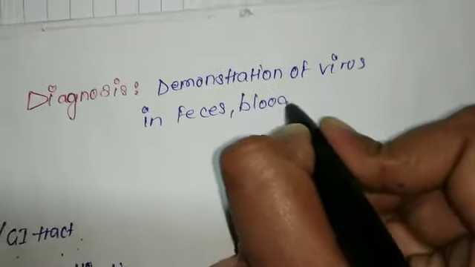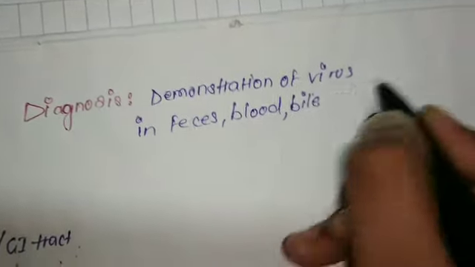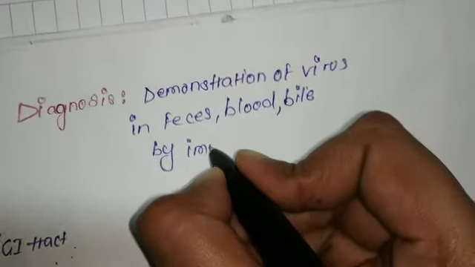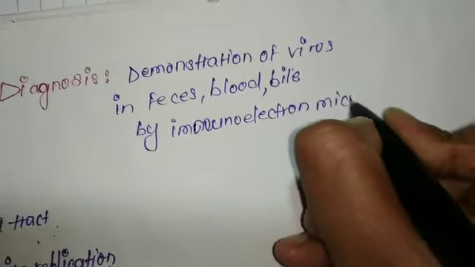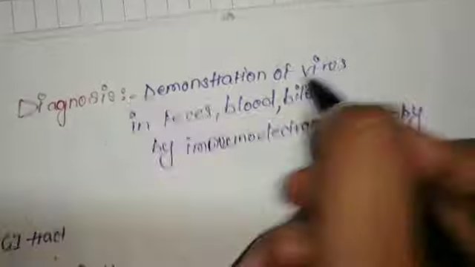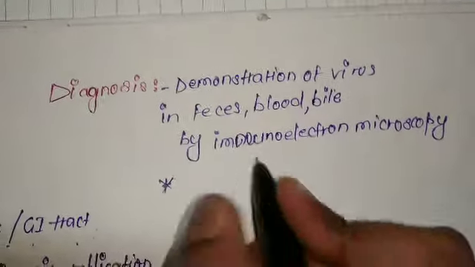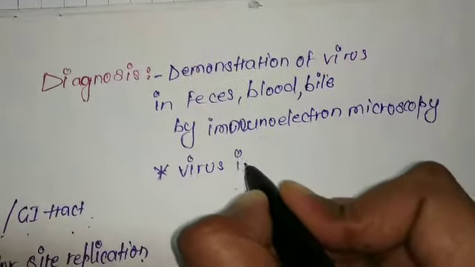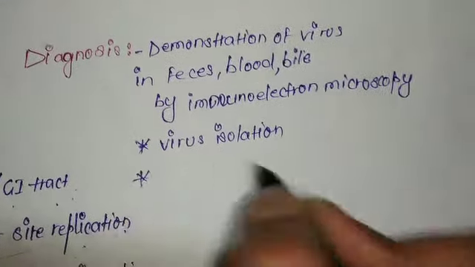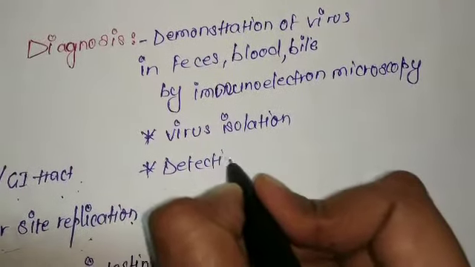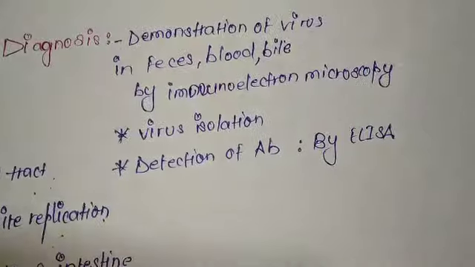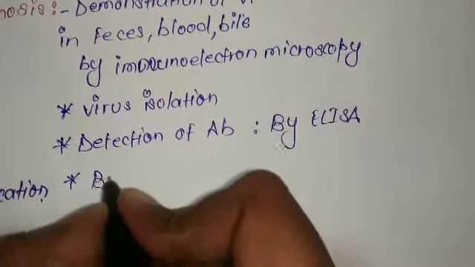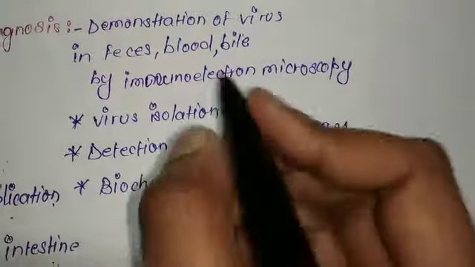or taking blood, by immuno electron microscopy. This is one of the methods we can use to demonstrate it, but it's very rare to find the virus in feces. The second method is virus isolation, and third is detection of antibody by the ELISA technique. And the fourth one is that biochemical tests can also be done to help diagnose this virus.